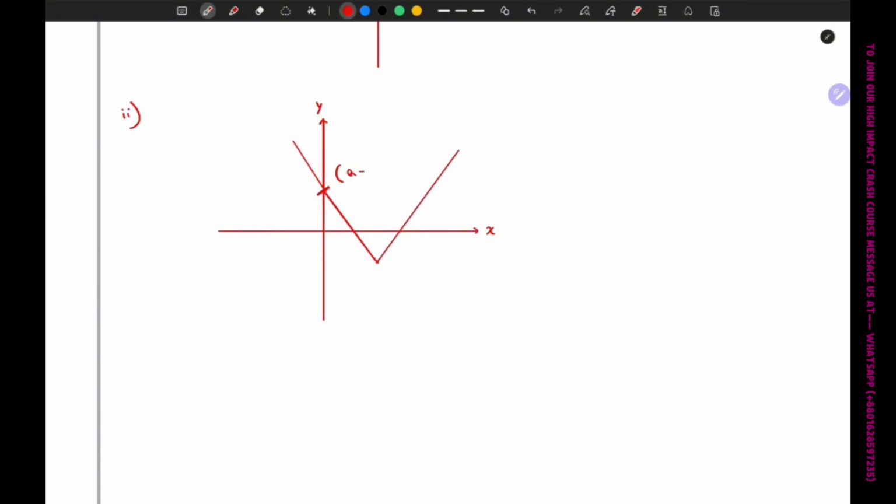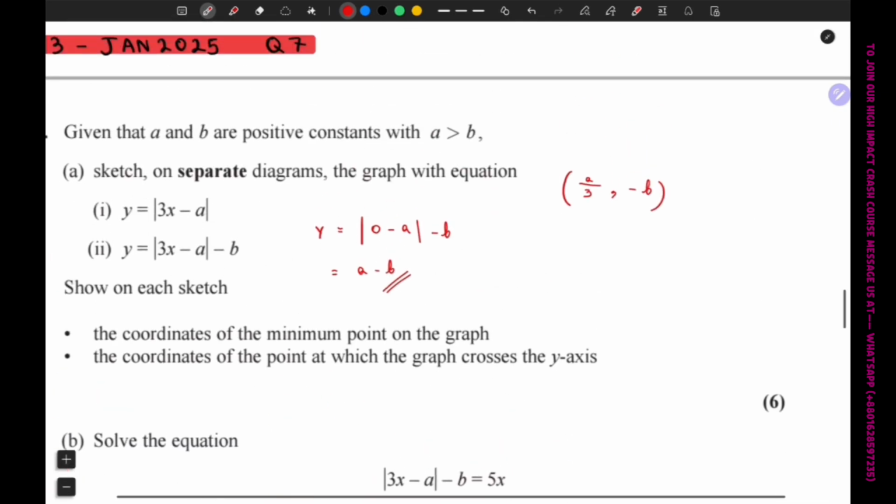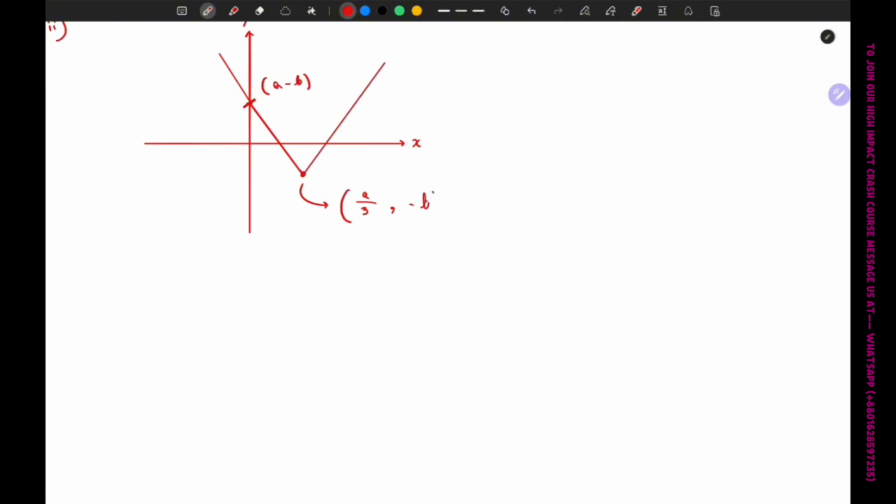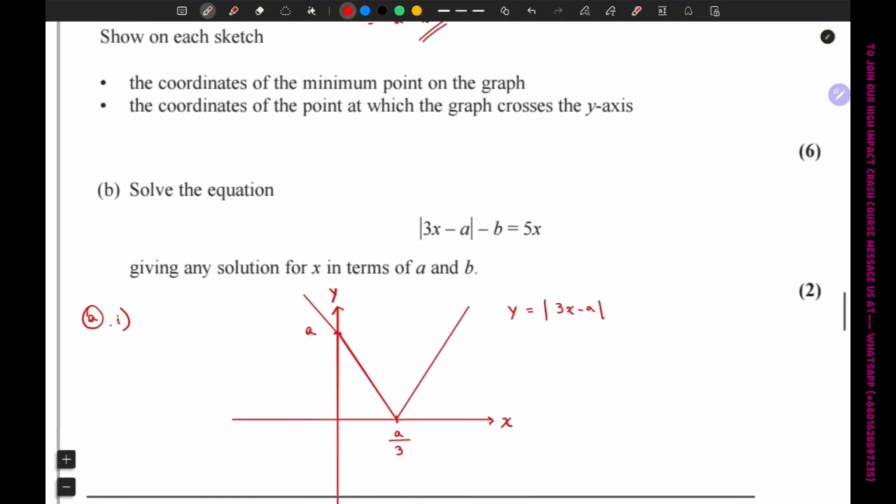So this is a minus b, and this is a over 3 and minus b. So that's a over 3 and minus b. So that is it for this part.